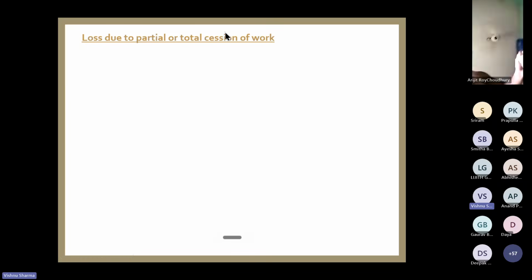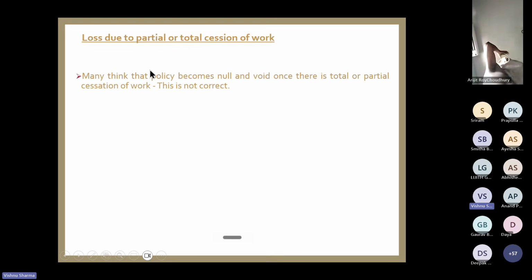Then comes the last exclusion, which says cessation of work. Loss due to cessation, partial or total cessation. Now, many are under the impression that the policy becomes null and void. I have seen many experienced underwriters also of the same opinion. Sir, once there is a cessation of work, where is the question of any loss? The policy becomes null and void. But it is not correct. Understand?